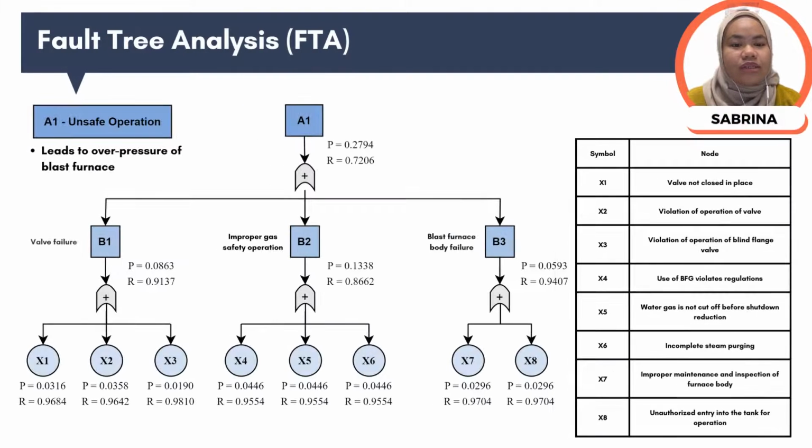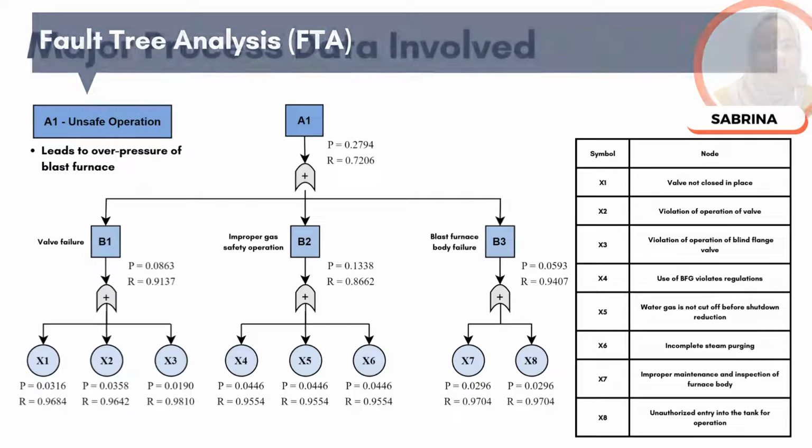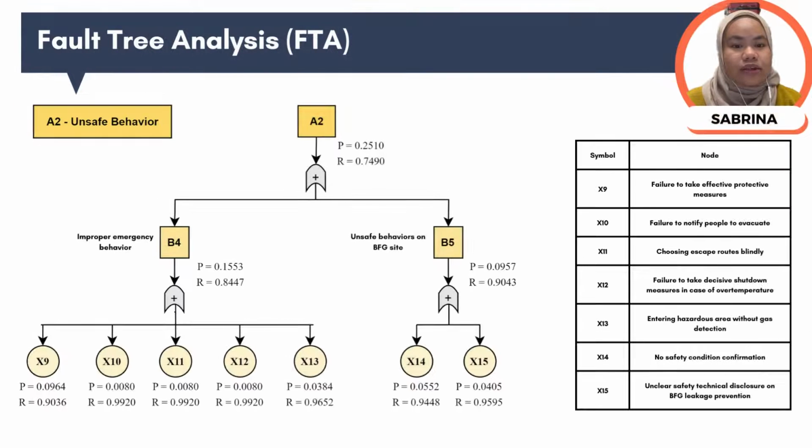Based on reference, the unsafe operation of the blast furnace can lead to overpressure. By referring to the FTA, overpressure can be due to valve failure, improper gas safety operation, or blast furnace body failure. The use of an OR gate indicates that the resulting ruptures require the occurrence of any of the causes. Preceding the causative factors of overpressure mentioned just now are the causes of failures respectively. Apart from that, unsafe behavior, unsafe command, and unsafe condition of the blast furnace have also given rise to the ruptures. The extension of the FTA for the other factors are as follows.